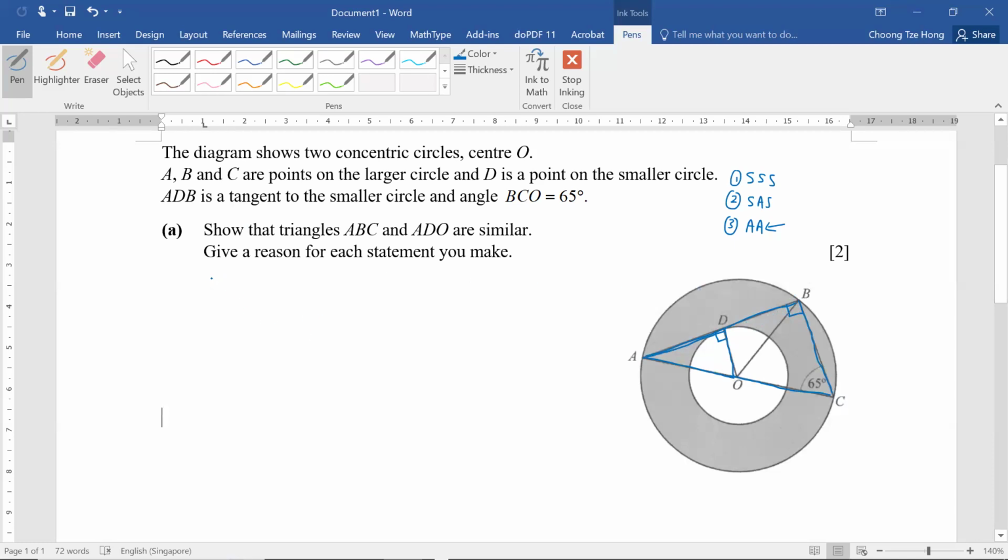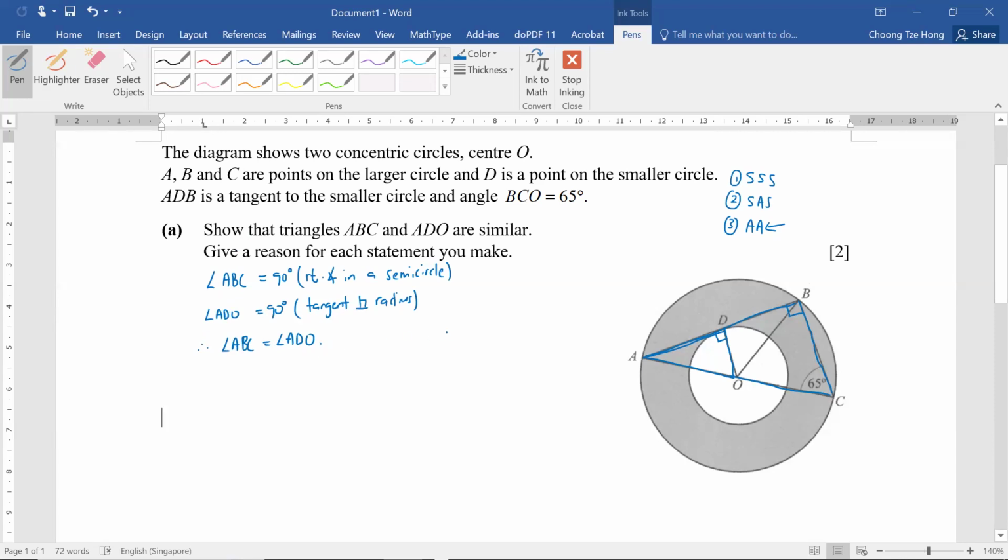So for 6A, we can say that angle ABC is equal to 90 degrees, because it's a right angle in a semicircle. Then we can also say that angle ADO is also equal to 90 degrees, and this is the property tangent perpendicular to radius. So now we have one pair of corresponding angles ready. Therefore angle ABC is equal to angle ADO. So this is one angle already.